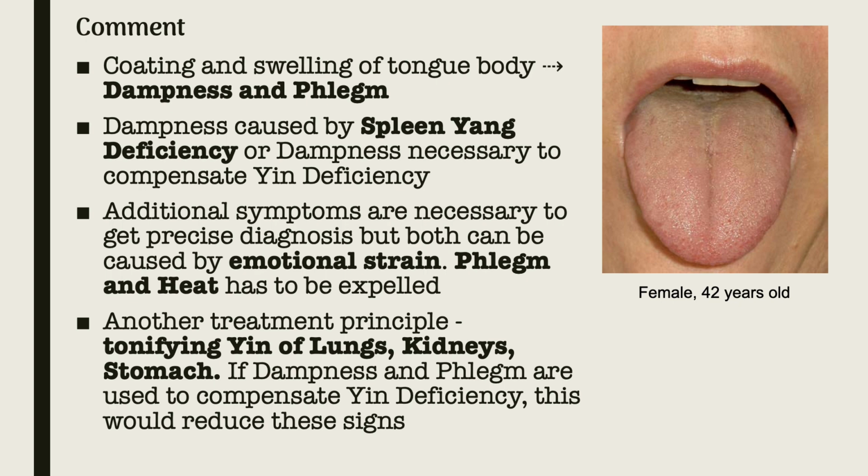Phlegm and heat had to be expelled. Another treatment principle involves tonifying the yin of the lungs, kidneys, and stomach. If dampness and phlegm are used to compensate yin deficiency, this would reduce these signs.